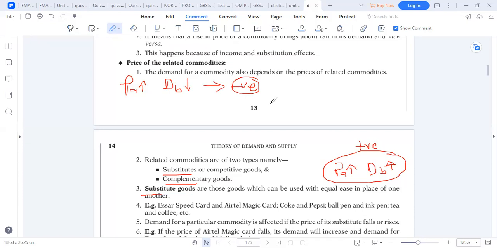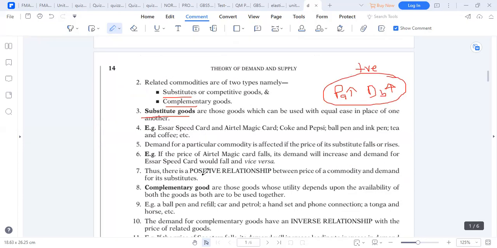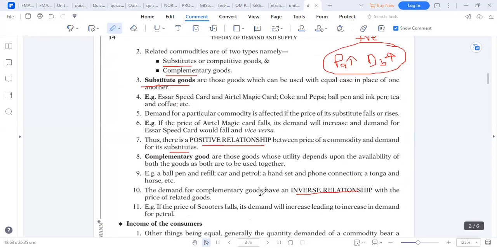No wonder elasticity for complements is always negative because they have a negative relationship. Positive is for substitute. Negative is for complement. The other term for negative is what? Inverse.